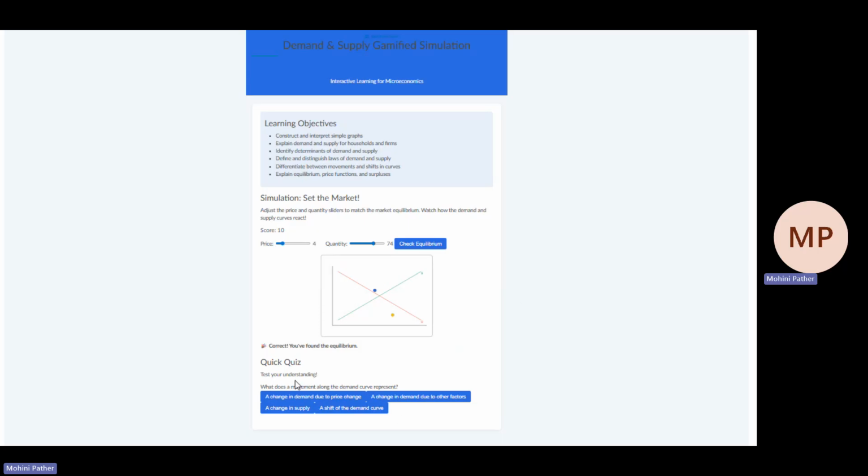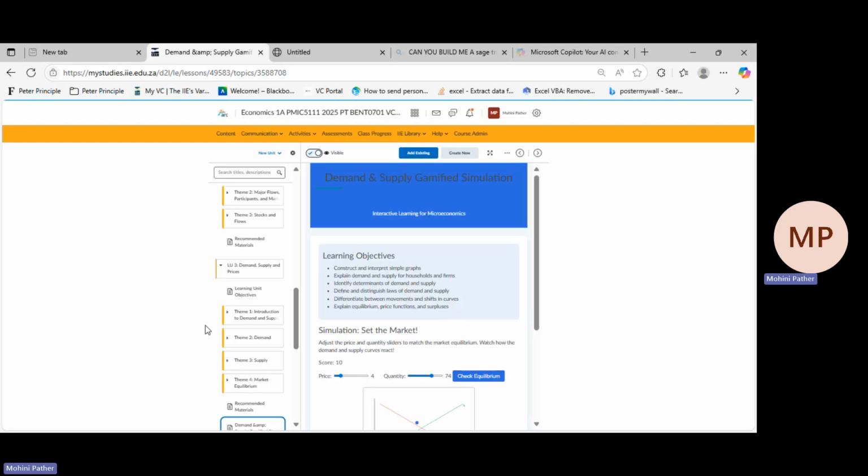In addition to that, you have a quick quiz below it just to check your understanding. The reason for this is because demand and supply become the foundation of most things we do in economics. So it's very important that you grasp these very defined learning objectives. Make sure that you understand, and if you have any questions, please let me know.